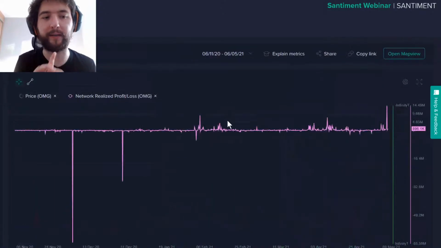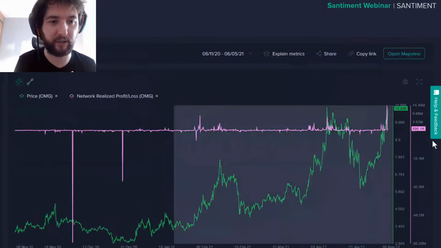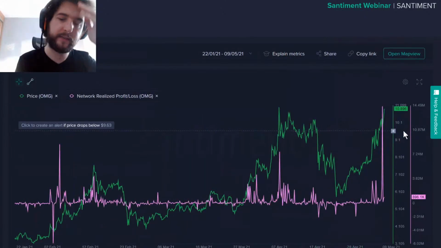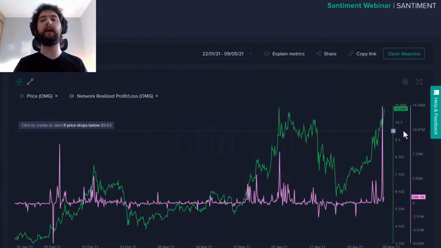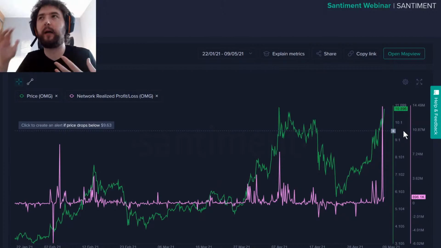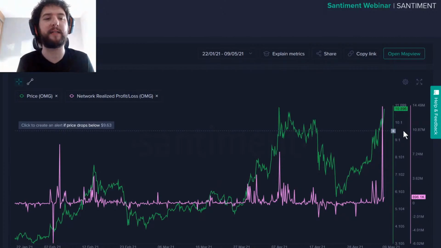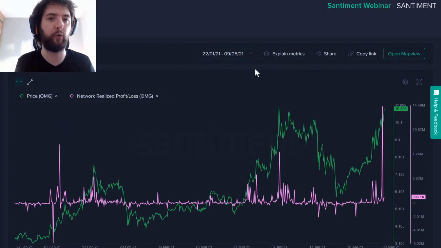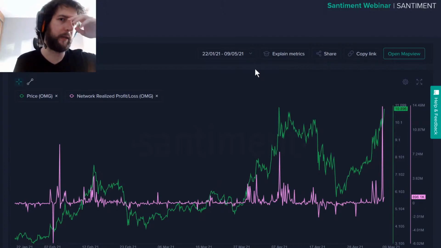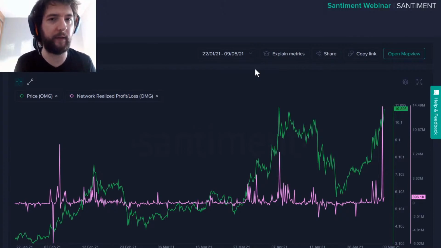First of all, let's talk about the potential downsides for this metric. I think the biggest drawback is that it assumes that all of the transactions on the blockchain are buys and sells. It doesn't take into account any other possible use cases for this coin. So for example, if I just sent a lot of OMG here to Brian, it would still show up as a sell on the network profit loss, right?